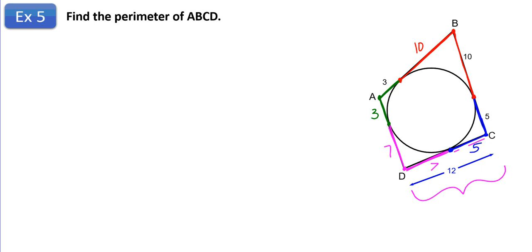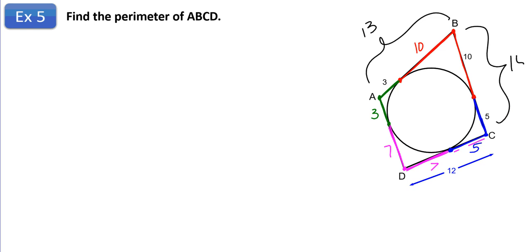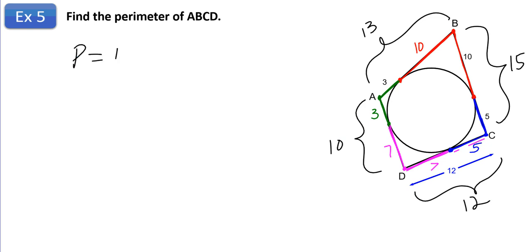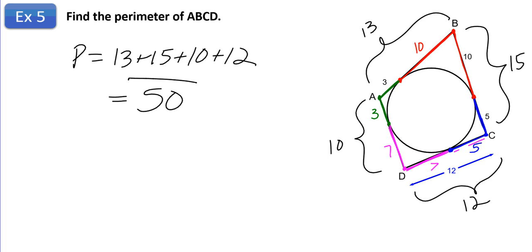So to find the perimeter of the quadrilateral, we just need to add up all of those sides. So we've got one side that's 13, we have one side that's 15, we have this side that it gave us that was 12, and we have one more side that's 10. So the perimeter is 13 plus 15 plus 10 plus 12, and if we add that up, we get that the perimeter is 50.